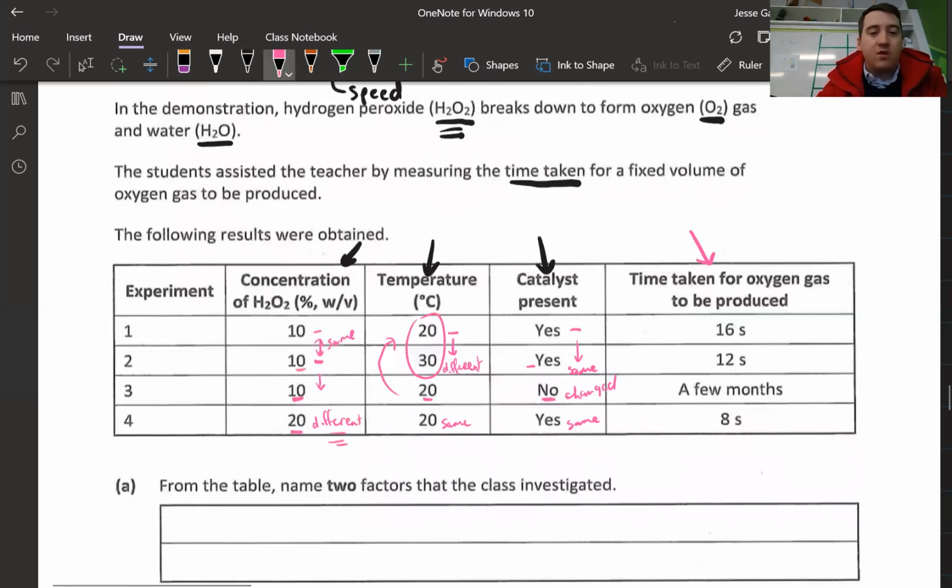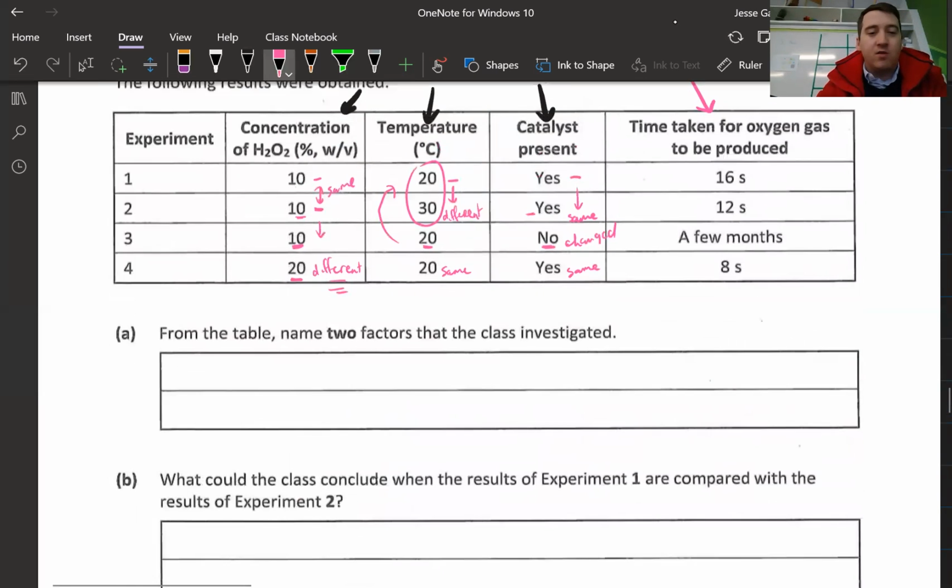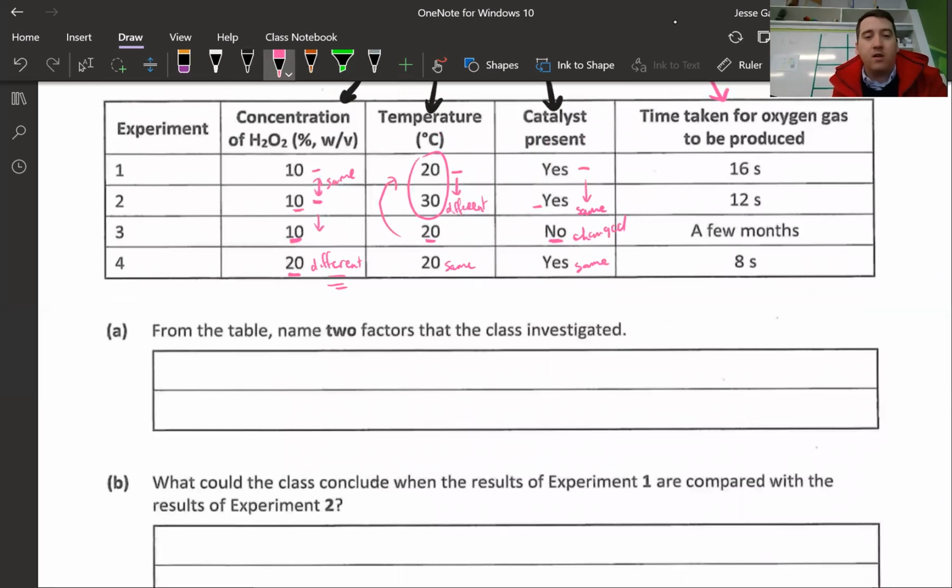All right, let's go down to the questions now. It says from the table, so you looking up at the table, name 2 factors that the class investigated. So pause the video and write down 2 factors that the class investigated. Pause the video, do that now. Okay, so the 2 factors, there are 3. You could write this one, or this one. So hopefully you have written those.